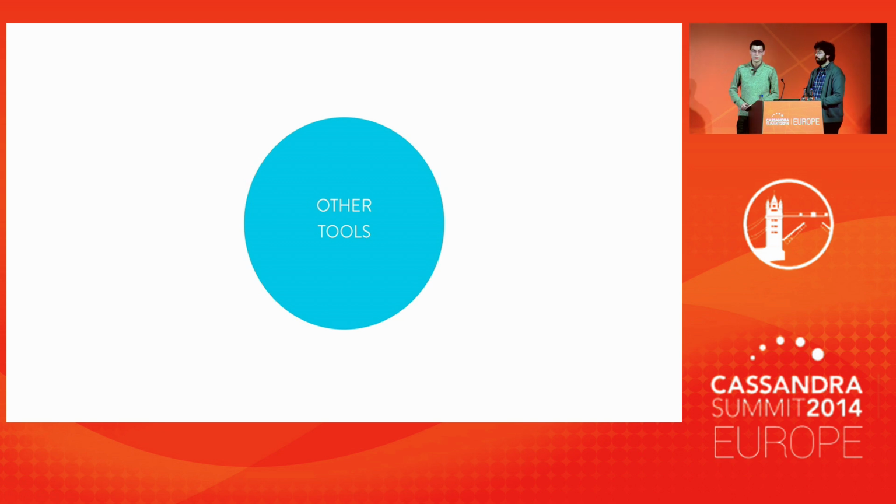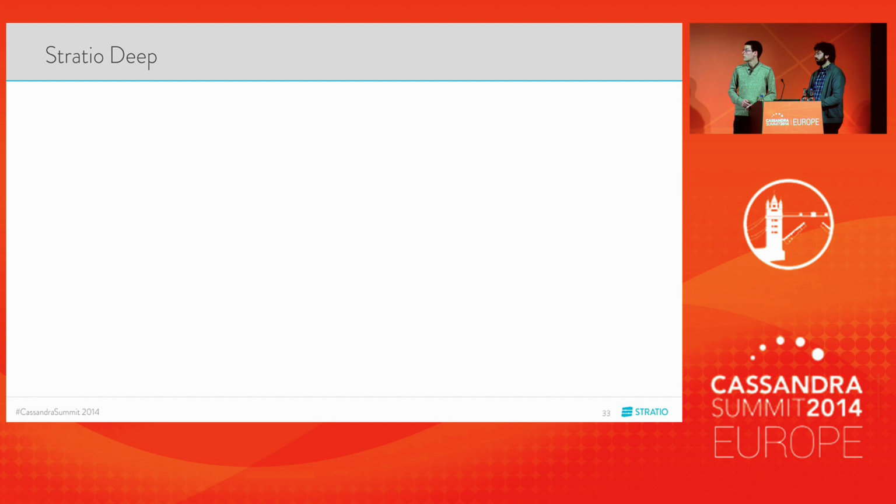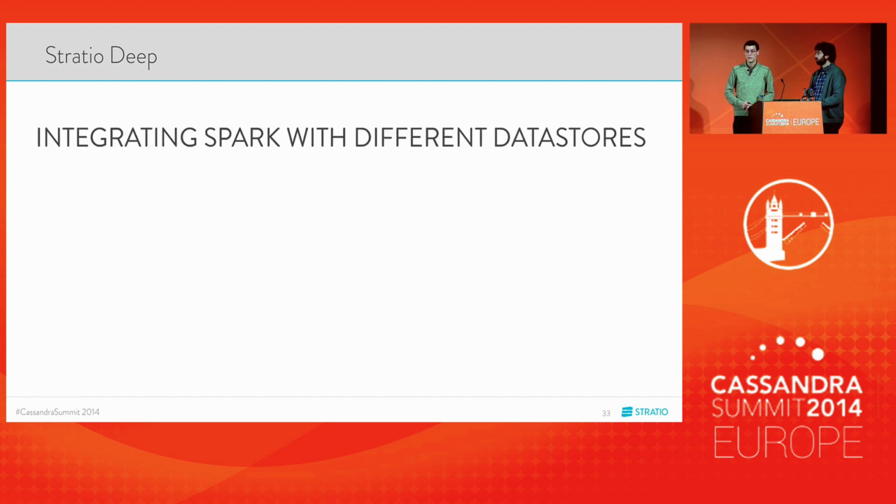Okay, so we are going to present other tools that we have built on top of these indexes, so it may be easier for end users to use them. The first one is called Stratio, and it's an integration with Spark. It's a different integration with Spark than the one of DataStax. We started going a different path at the very beginning of this year, actually.